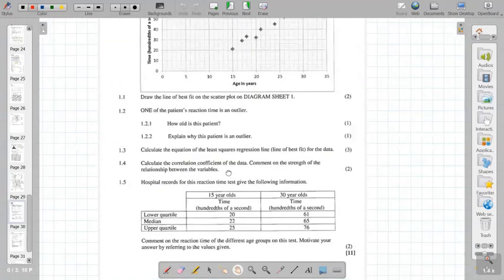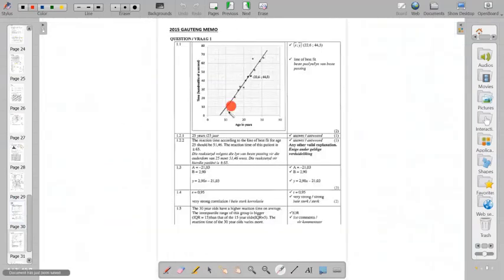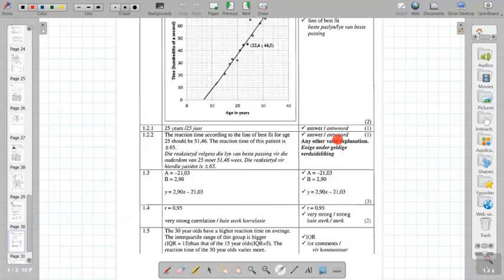And 1.5, what is that? It's a bit different. Let's look at 1.234 first. You draw the line, all is fine. Regression line, best fit line, you draw the equation, and the correlation is very strong because R is 0.95. Any other reasonable explanation is accepted in terms of the outlier or the condition. For example, the reaction time is far away from the others.